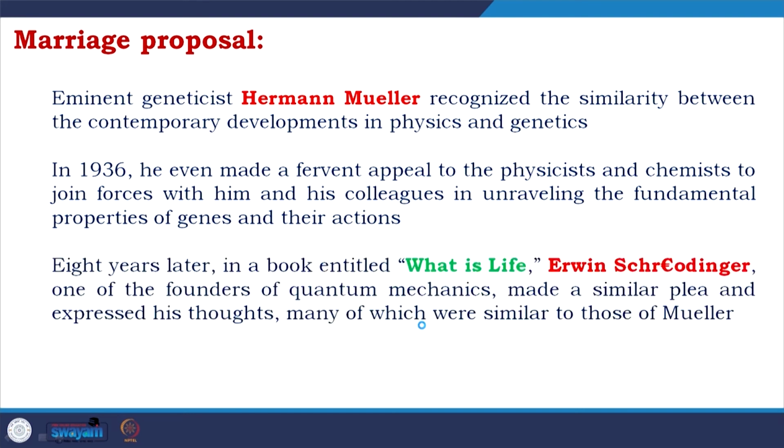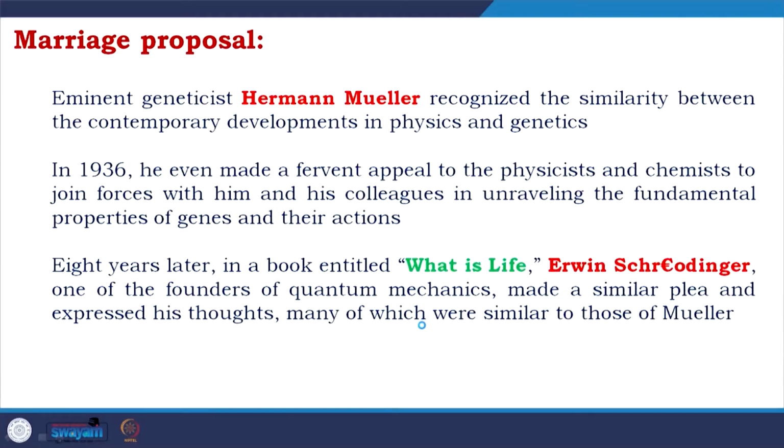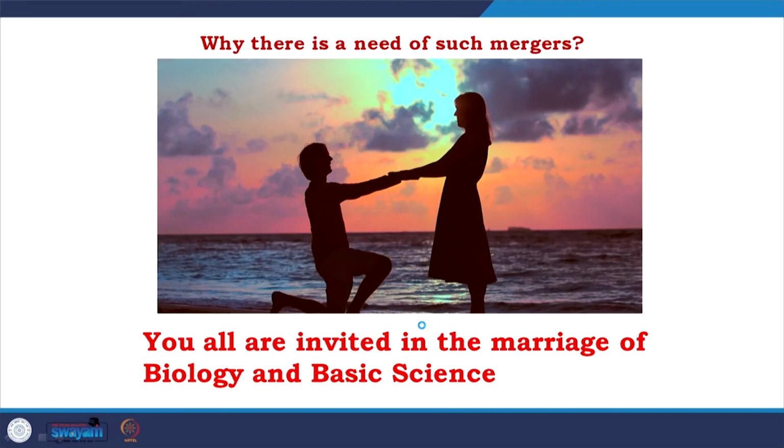Eight years later, in a book entitled What is Life, Erwin Schrödinger, and when I say Schrödinger, many of you think Schrödinger is someone who develops software. No, there is a software company called Schrödinger. Erwin Schrödinger is one of the founders of quantum mechanics, and he made a similar plea and expressed his thoughts, many of which were similar to those of Mueller. So, that was talking about how we need such mergers.